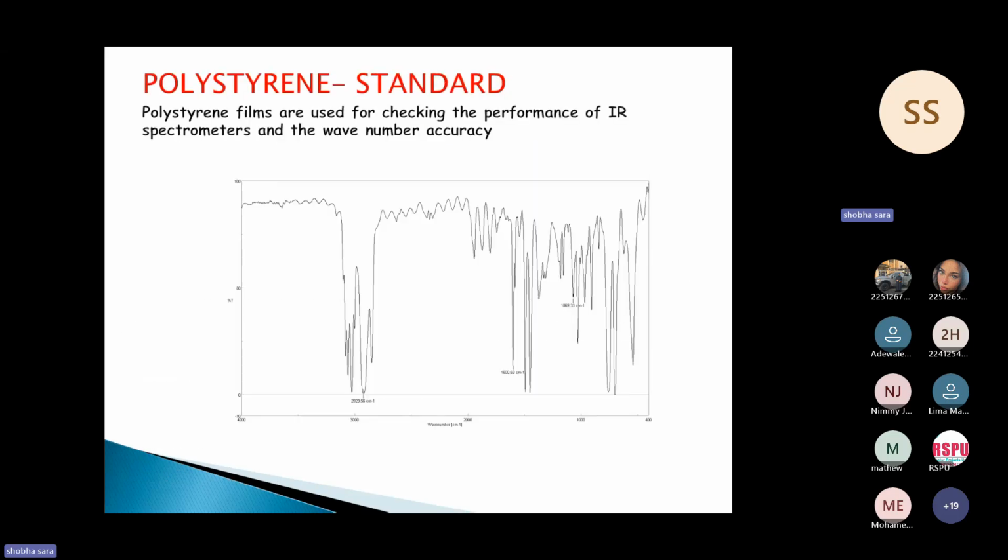Now, polystyrene is used as the standard for FTIR. We are provided with a polystyrene film. We take the spectrum of a polystyrene film, and they have noted some important peaks like 2923. Here you can see 1600 and 1060, and we cross check with the result. If these peaks are there in the polystyrene standard, and their position is not changed, or the wave number accuracy is there, maybe plus or minus 0.1, 0.5 is acceptable. If it is there, we can say the instrument is in good condition. So this is the standard that is used for FTIR.